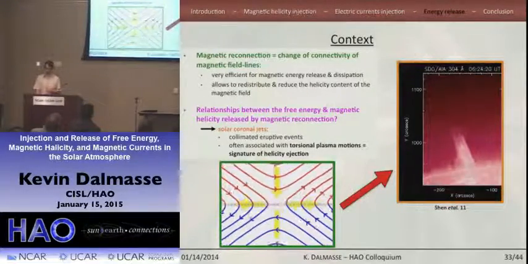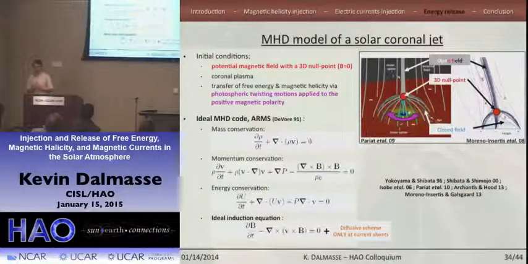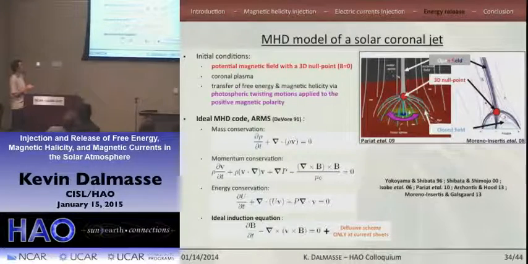So to model solar jets, we used the model developed by Pariat et al. 2005, which is based on magnetic reconnection occurring at a 3D null point. The initial magnetic field is potential, and the null point is at the interface between a closed magnetic field, here in cyan, and an open magnetic field, here in white. This is a typical configuration which is observed for solar coronal jets.